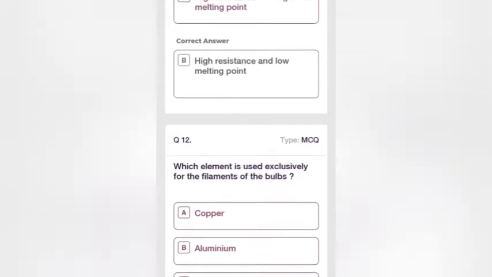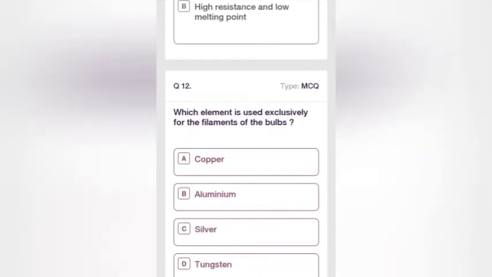Which element is used exclusively for the filament of electric bulb? It's the tungsten filament. Okay, so tungsten is the filament which is used in the electric bulb.